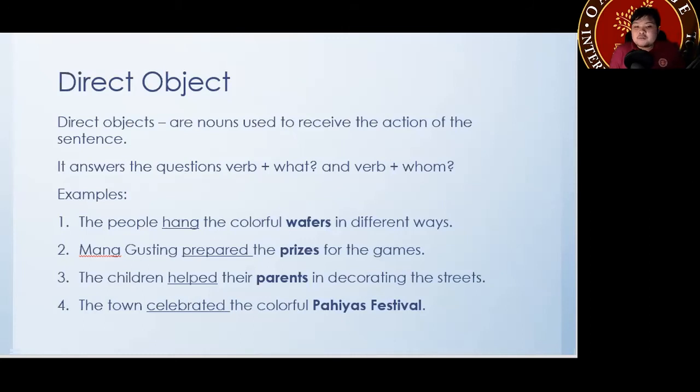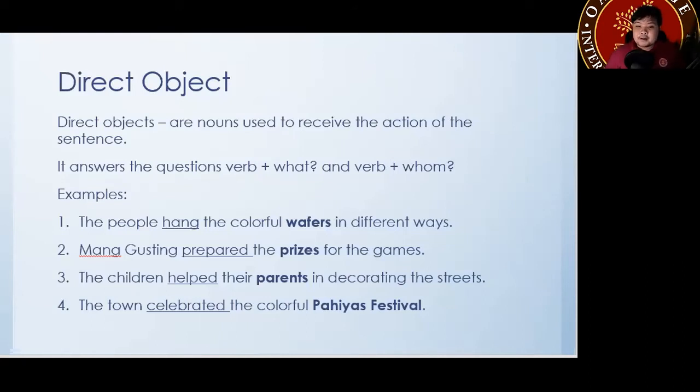Example number 1. The people hang the colorful wafers in different ways. I underline the verb hang plus what. That's a verb, right? So verb plus what? Hang what? Wafers. Wafers is a direct object. It receives the action. Number 2. Mangosteen prepared the prizes for the games. Your verb is prepared. Prepared what? Prizes. That's a direct object.